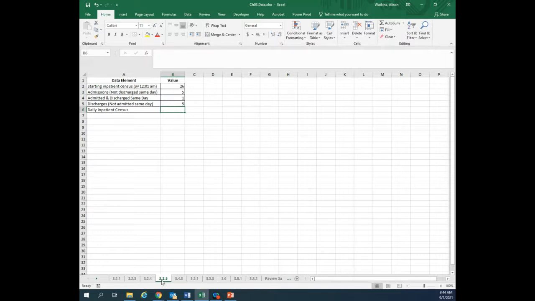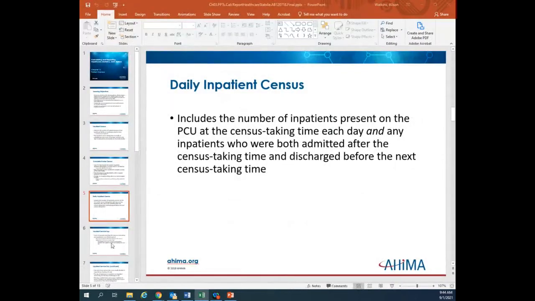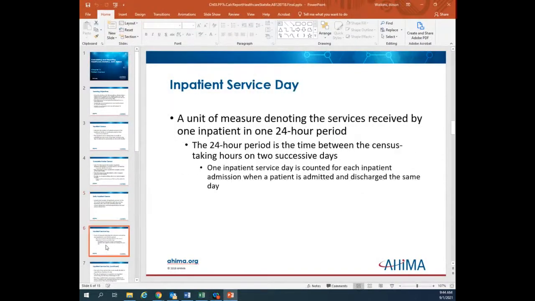All right, inpatient service days. Now, changing gears here a little bit. Up to this point, I've been talking about people. Now, when we talk about inpatient service days, we're talking about services only. In other words, the potential for the services that we can provide. So it says an inpatient service day is a unit of measure denoting the services received by one patient in one 24-hour period. The 24-hour period is the time between the census taking hours on 2 successive days.